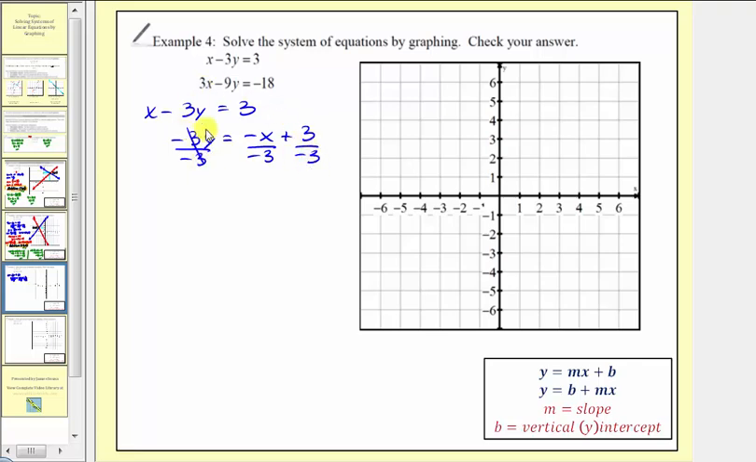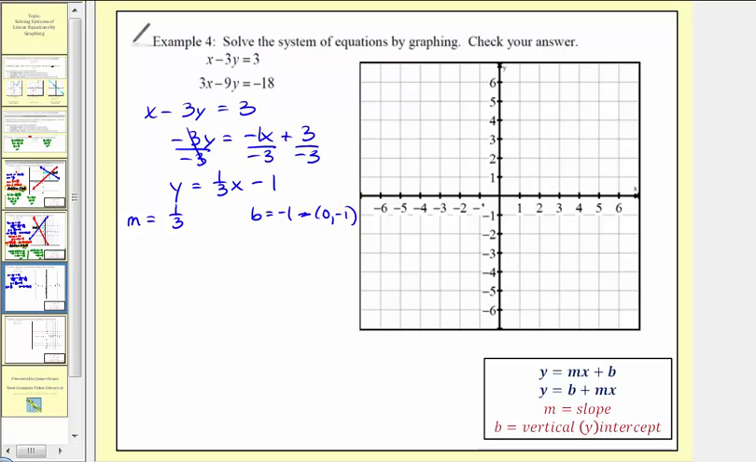And simplifying, we have y equals, here notice how the coefficient of x would be negative 1 divided by negative 3, or positive 1/3. So we have 1/3 x, and here we have plus negative 1, or just minus 1. So notice how the slope is equal to positive 1/3, and b, the vertical intercept, is equal to negative 1. So the vertical intercept would be the ordered pair 0, negative 1.